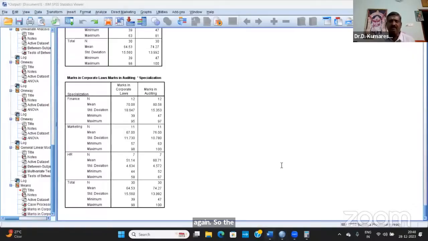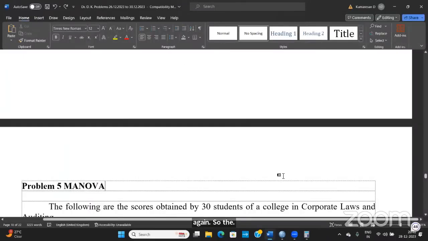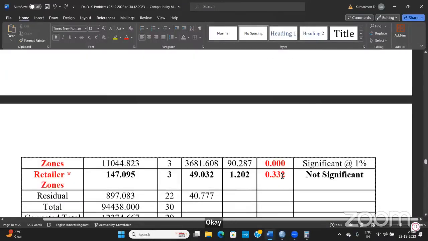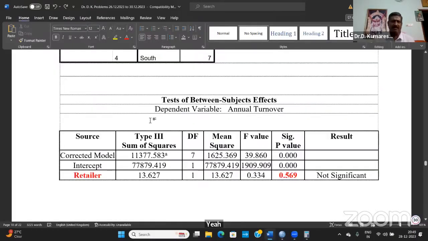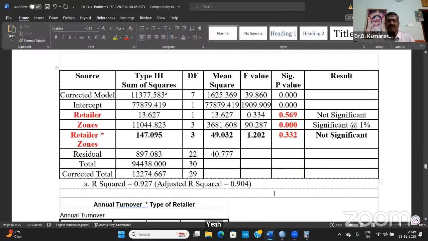What about interaction? Let me show once again so that you can understand easily. Look at it. See here. What is the p-value in the case of retailer? It is 0.569, greater than 0.05. Here, it is less than 0.01.